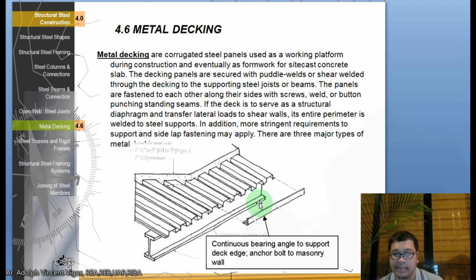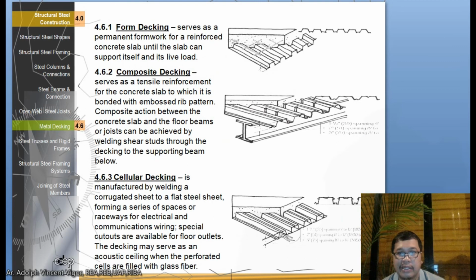In my experience, I think steel deck is really convenient because I think it's stronger. And most companies who provide steel decking already have computations for the different loads. So it will be easier to coordinate with them, especially the structural engineers, because the data are already available. Then you have another example, which is form decking, which serves as a permanent formwork for a reinforced concrete slab until the slab can support itself and its live load.